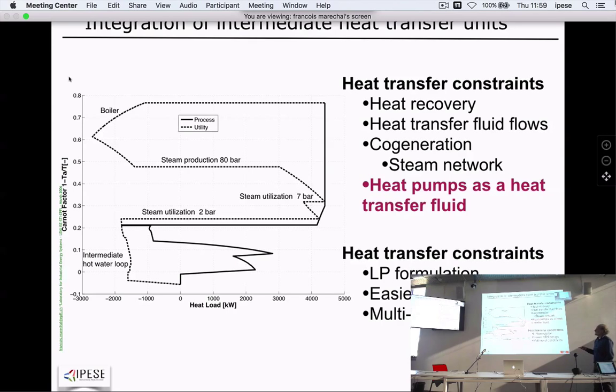So I'm going to produce 80 bar steam because the demand was very high, so the envelope was very, very high. I have to add the steam utilization at 7 bar. I'm adding the second one at 2 bar, and here you can see that they are compensated one with the other, but they are calculated.